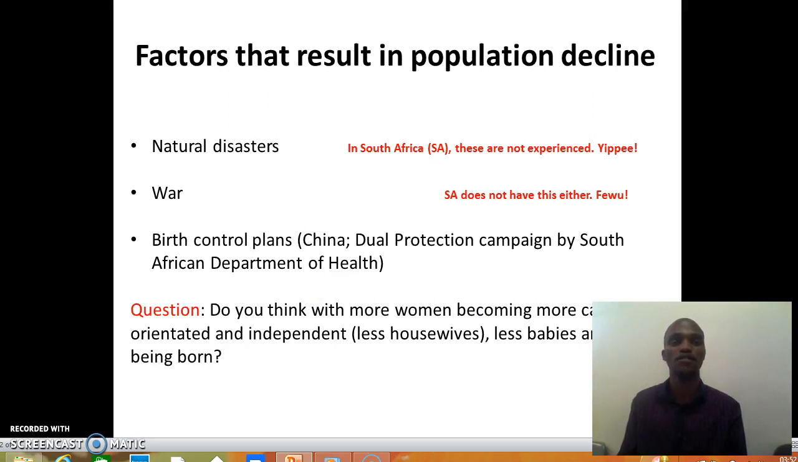And also here a factor that results in population decline. Population can decline if in a country there are more natural disasters, floods, volcanoes, and so on and so forth. Also population can decline if there are many wars in a country, or there is birth control that seeks to lower the population, like in China, the one-child, two-child policy, and like here in South Africa, the child population campaign by the South African Department of Health.